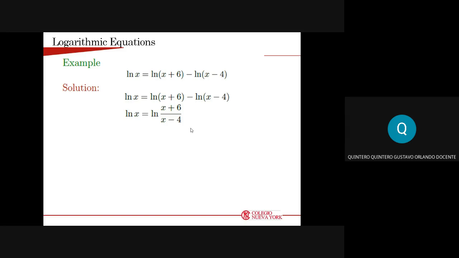Pretty good job, Tefa. From here, now we can cancel the logarithms because look, between the two logarithms, we have an equality. We couldn't do it before because we had a subtraction, but now we don't have any subtractions. We only have two logarithms. So we can cancel the logarithms and we are left with the rest. x equals a fraction. The problem now is that what process do we do to isolate the variable?